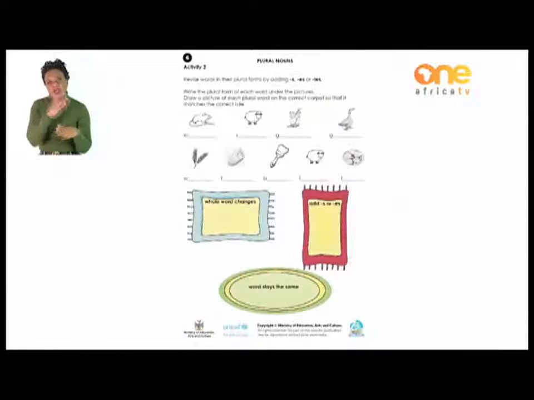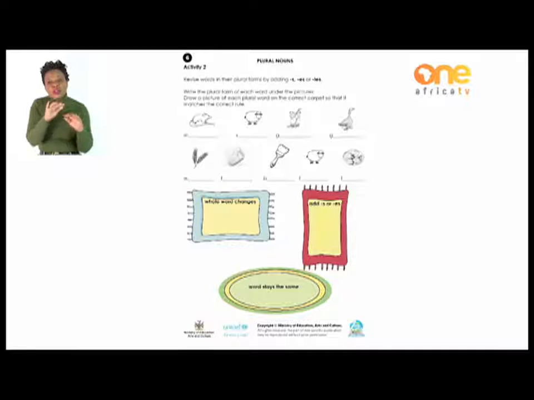Activity number 2. Write the plural form of each word under the pictures. Draw a picture of each plural word on the correct carpet so that it matches the correct rule. We are given pictures there, but your task is to write in the plural form. The first picture is, what is that thing that is being shown on the first picture? It's a mouse. Very correct.